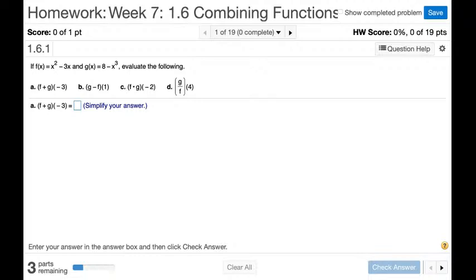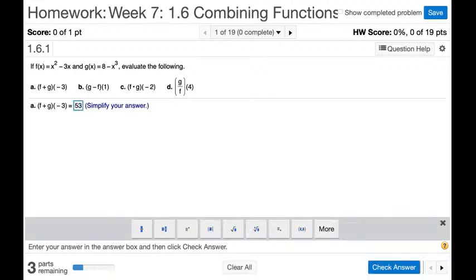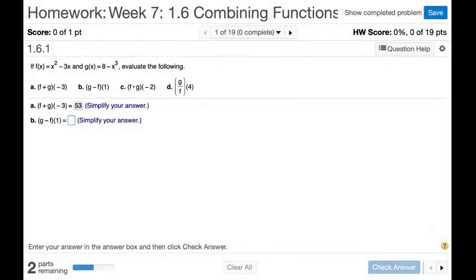So if we do f of -3, that's going to be 9 plus 9 is 18. And then g of -3, 3 to the power of 3 is 27. 27 plus 8 is 35. So then 35 plus 18 is 53. Let's go, 53. And again, I'm just trying to do a speed run. I'm just trying to get through it quick. You don't have to do this. And stop me if I need to go back or go further into detail on any of them.